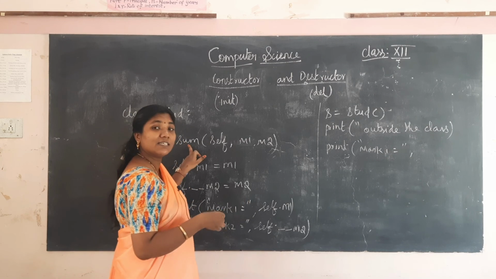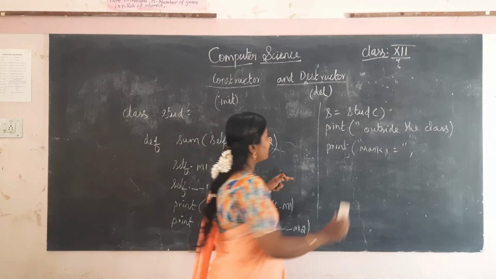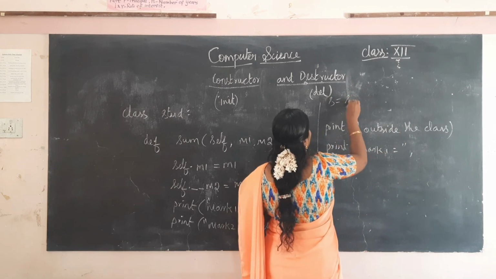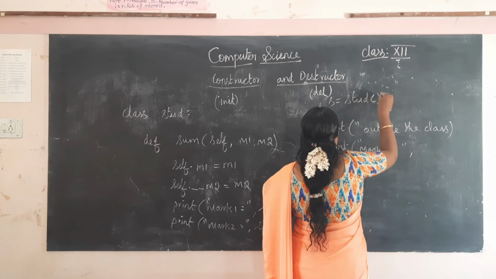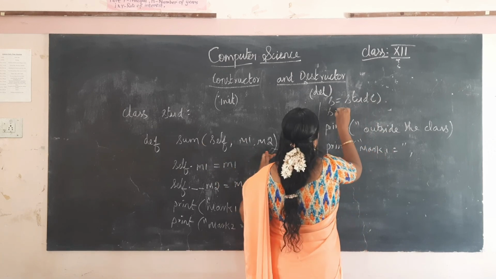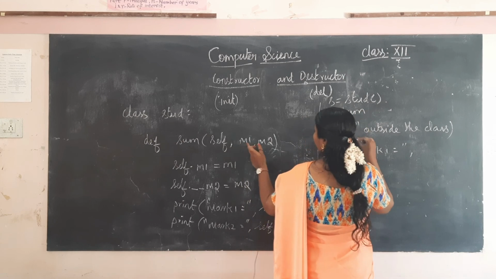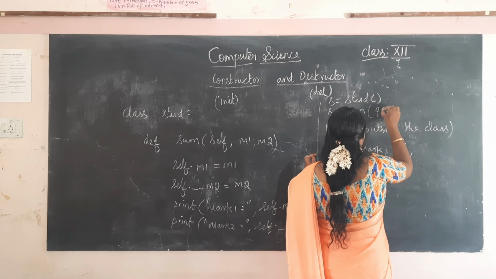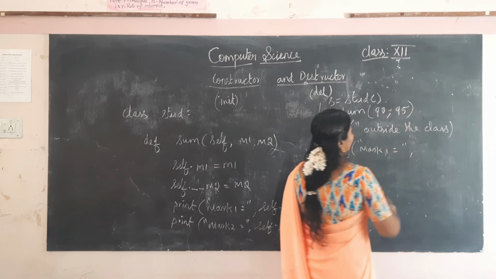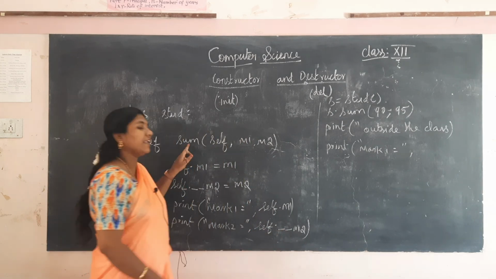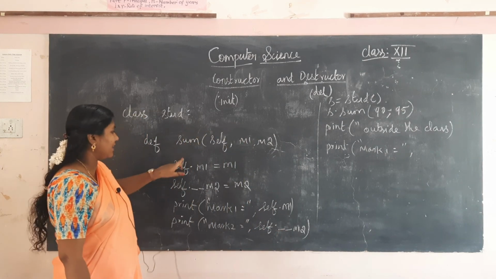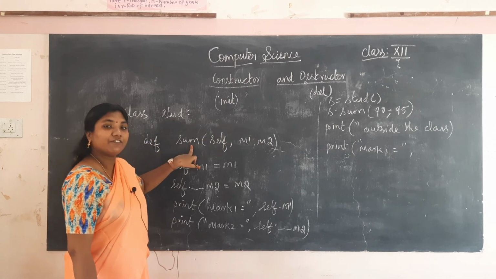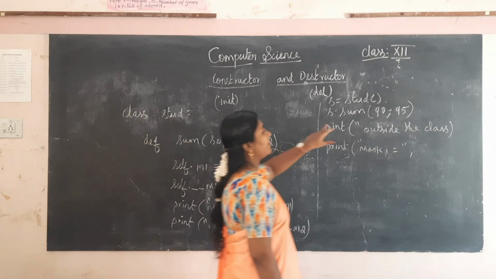First I have to call this function. So before that, s is equal to student, I have to call the function. The function is sum, so s dot sum, and then I have to give two argument values. Let me have 90 and 95. Okay. So I have created one object s for the class student, and then I am calling the function sum with two arguments. So I have given two values.